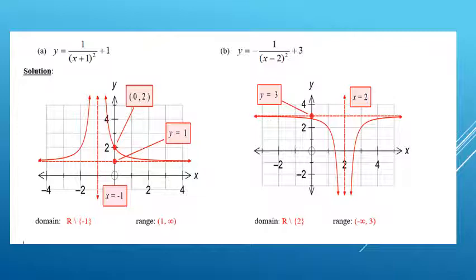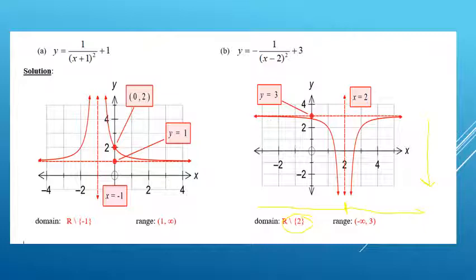And also we need to talk about the domain and range for the second graph. The domain is all x values except this value here, x equals +2. So that's why we say R excluding +2. The y values used in this graph go from there downwards. So the highest value there is 3, but it's never equal to 3. That's what that asymptote indicates.